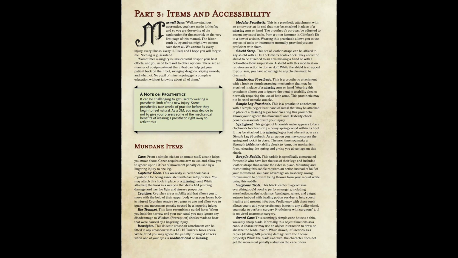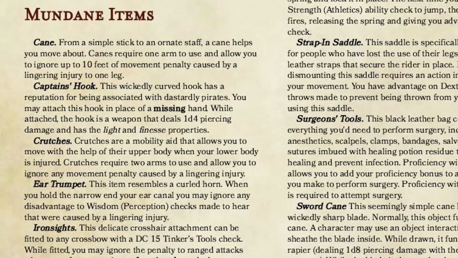And then there's part 3, which is the items and accessibility, like prosthetics and stuff like that. Once again, it's modular to your campaign. How it slides into your campaign is completely up to you. Are there prosthetics? Are there not prosthetics? Are you somewhere in the middle of a steampunk sort of run where prosthetics are incredibly common? That's up to you. But there's a cane, how a cane affects you, a captain's hook to replace a hand, crutches, an air trumpet for people who have gone slightly deaf, iron sights, a shield strap, all tools to help your characters overcome the injuries they've had.